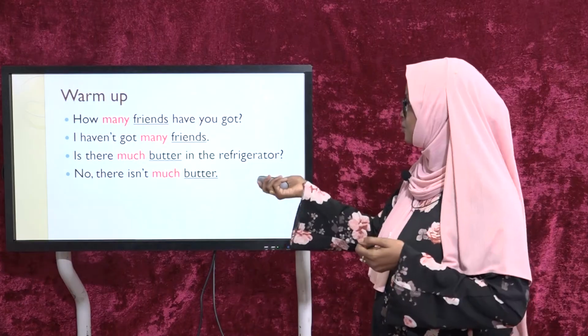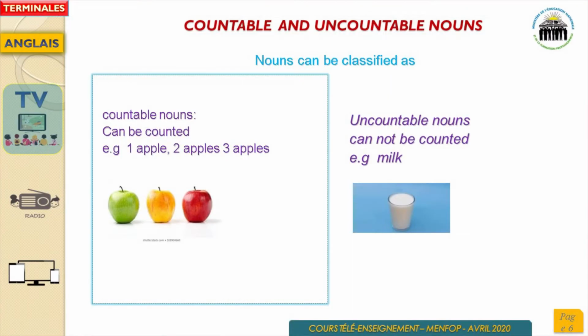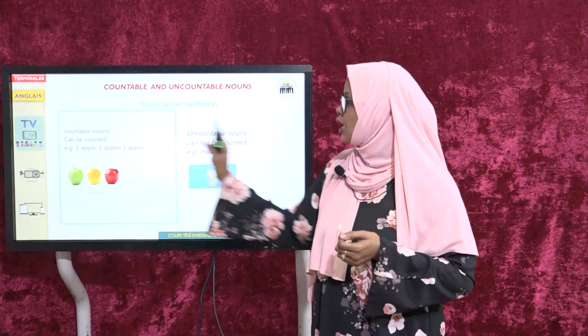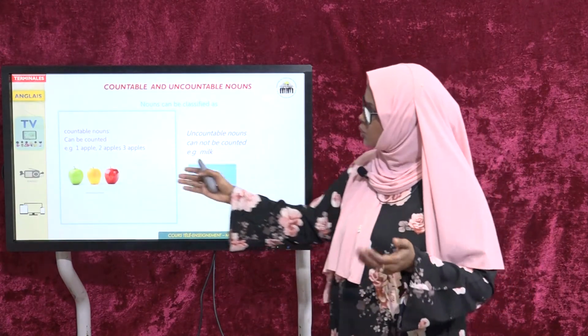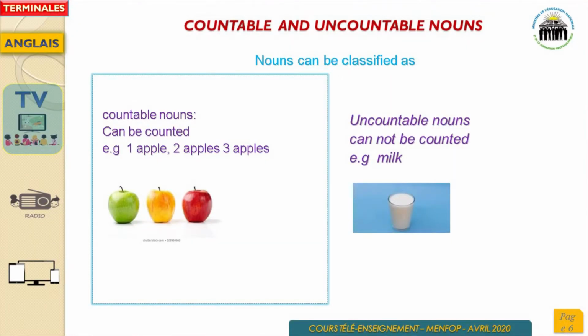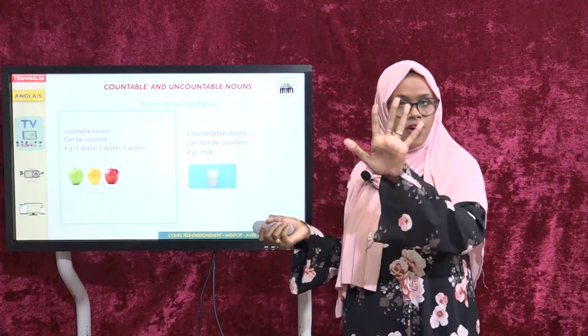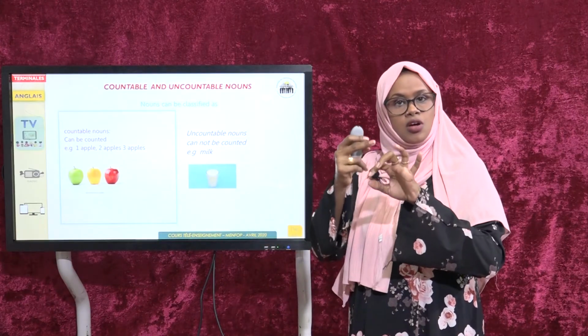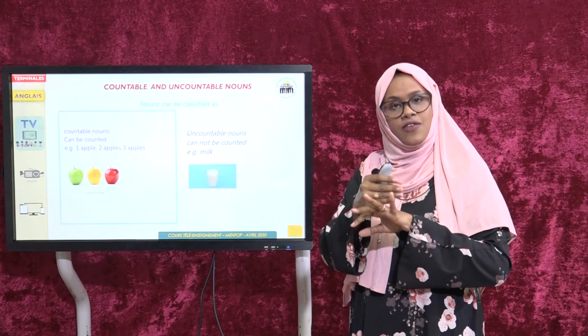Let us see together. Nouns can be classified as 2, okay? Countable nouns and uncountable nouns. Let's start with countable nouns. A countable noun can be counted, okay? How many fingers do I have? 5. 1, 2, 3, 4, and 5.